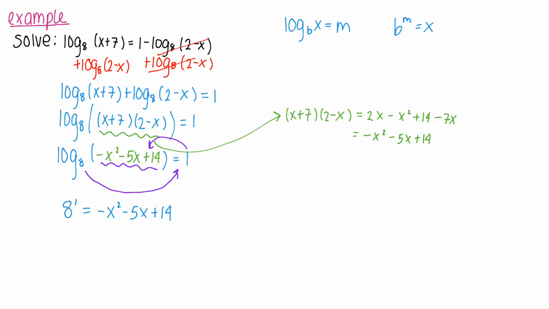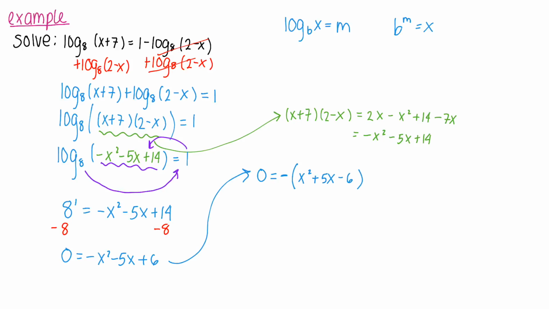This is going to end up being a quadratic. So 8 to the 1 is just 8. I'm going to subtract 8 on both sides. So we get 0 equals negative x squared minus 5x plus 6. To factor the quadratic, we like to take that negative out if it's in the front. So if I take the negative out, I get x squared and then change all the signs, right? So plus 5x minus 6. And we are going to factor this. So this is the same as x plus 6 times x minus 1, which gives us x equal to negative 6 and x equal to 1.